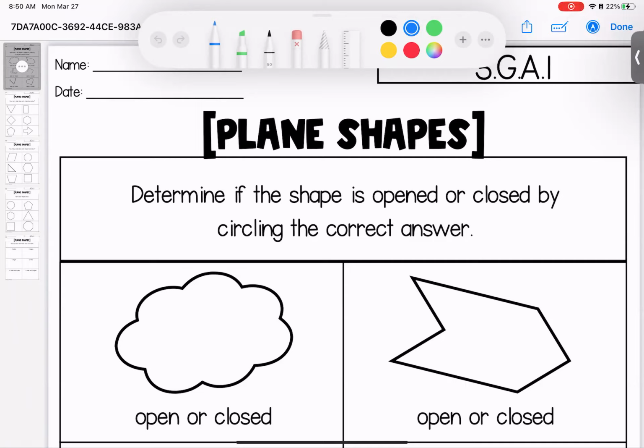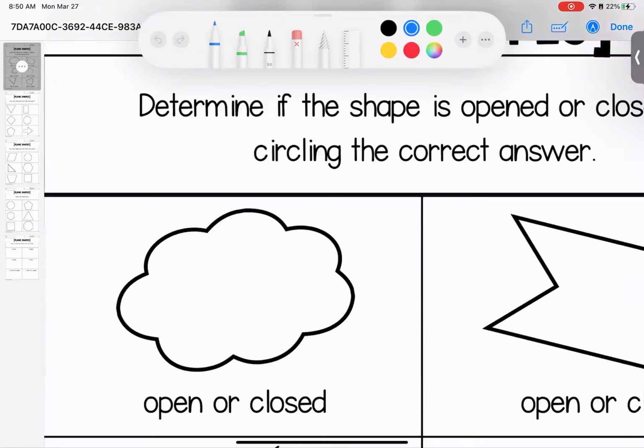I hope you had a great spring break and are ready to take on our newest topic, which is talking about plane shapes. So we're looking at a couple of different characteristics about our shapes. We're looking at whether or not they're open or closed, because in order to be a plane shape, they must be closed. And then we're going to be talking about angles and sides throughout our time together this week. So let's jump in first and talk about open or closed.